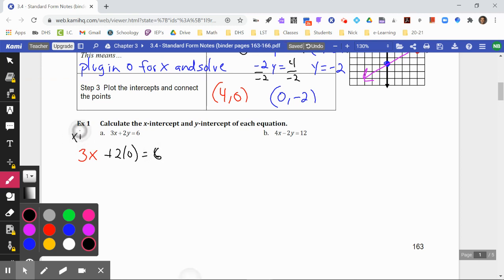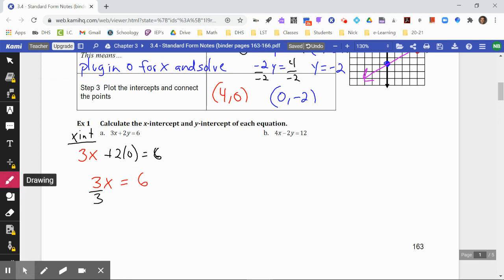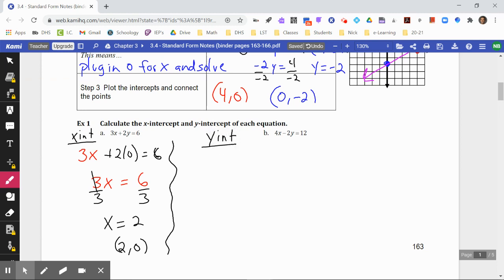Again, this is my x-intercept that I'm going to solve for first. When I simplify and solve, we get 3x = 6, and we know we've got to divide by 3, and we get x = 2. So this means my x-intercept is (2, 0). Now I've got to do the same thing, except I'm going to plug in a 0 for x to find my y-intercept.